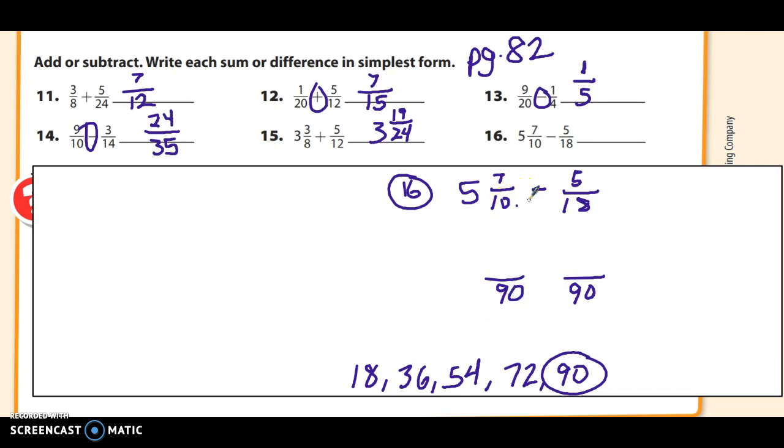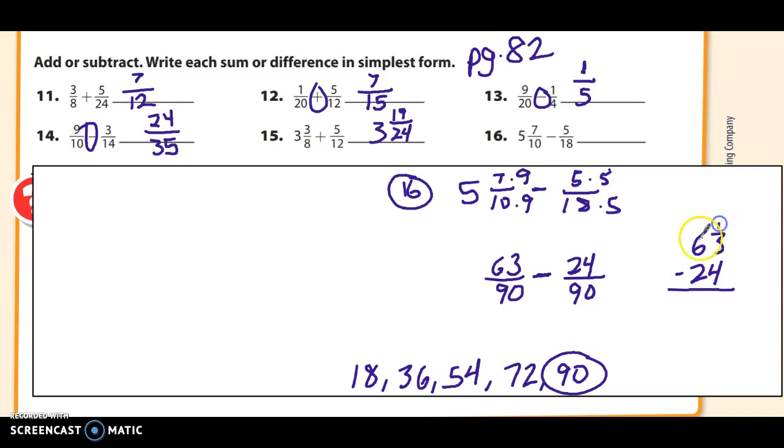So I'm going to multiply 10 by 9 to get 90. So I have to multiply the numerator by 9 to get 63. And this is subtraction. And to get from 18 to 90, it's times 5. And so I multiply the numerator by 5, I get 25. So I'm just about done. I simply now need to do 63 minus 24. And that's going to be over 90.